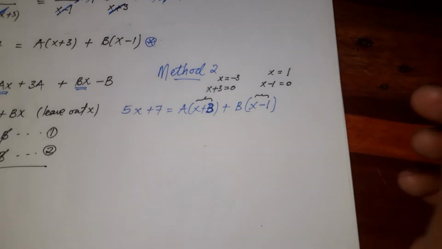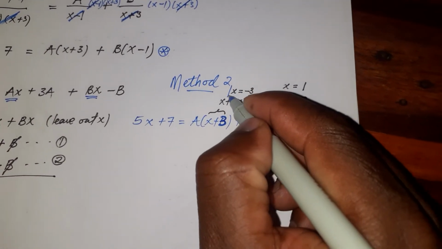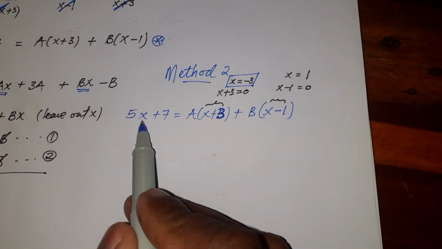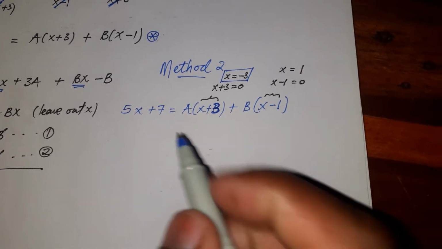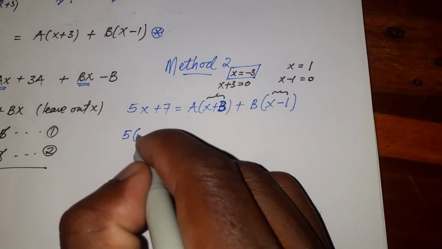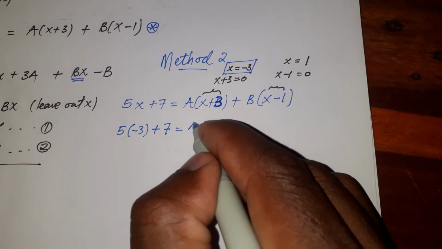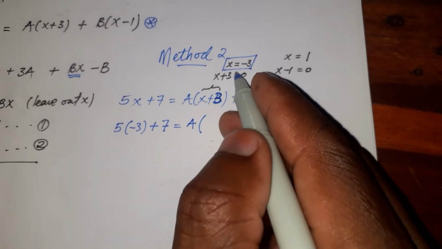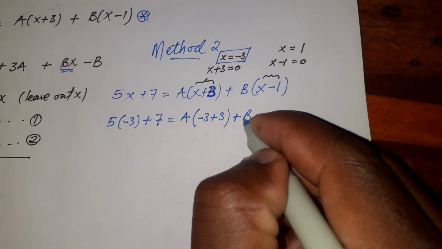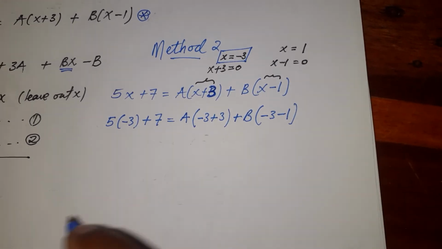Now once you have done that, let's start with x equal to negative 3. It means in the place of x, we should put in negative 3. Then we are going to have 5, in the place of x, we put in negative 3, and then plus 7 equal to a, in the place of x, we put in negative 3, and then plus 3, and then plus b, in the place of x, we put in negative 3 minus 1.